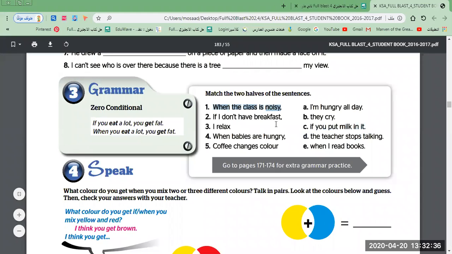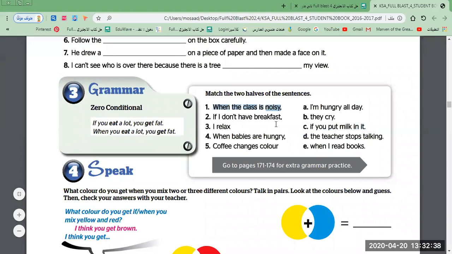Go on, Noor. Read first. When the class is noisy, the teacher stops talking. Thank you. So the teacher stops talking.